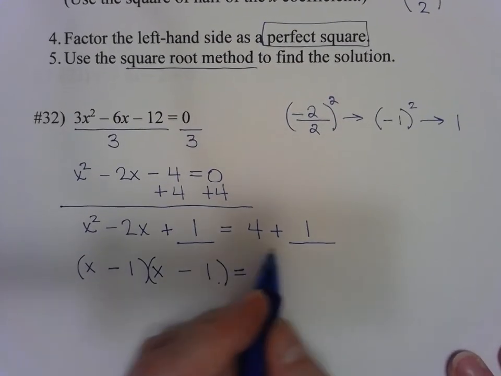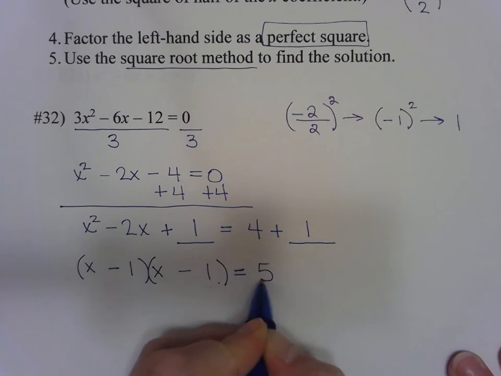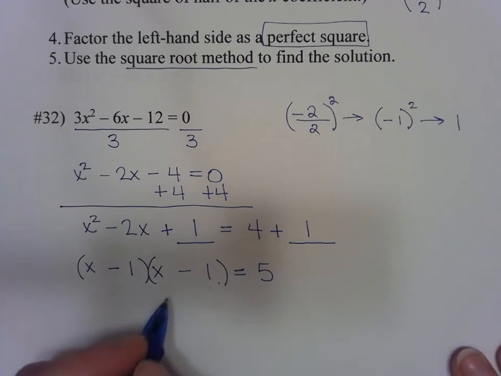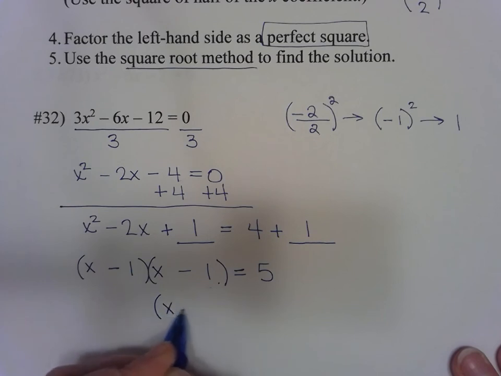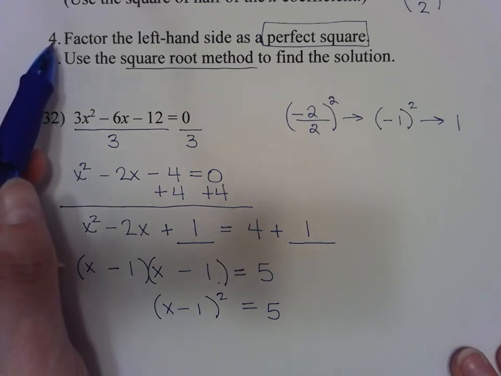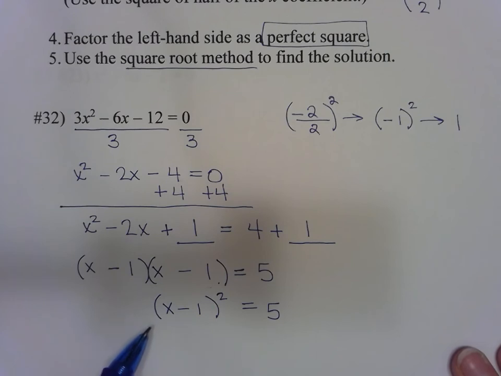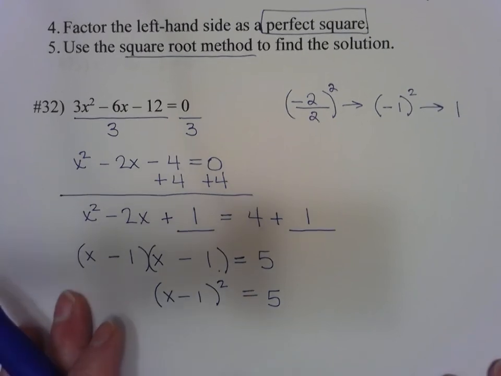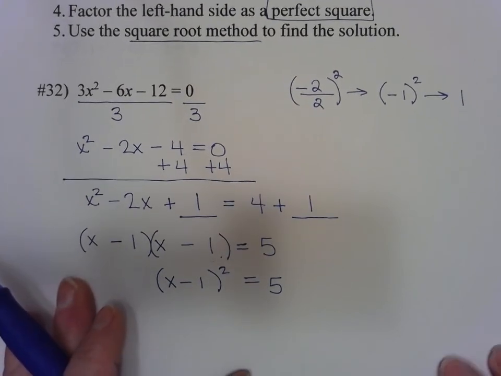Okay? So we're adding it to the left and the right. We factored this. Let's go ahead and write it as (x - 1) squared. So that's really step 4. We did the factoring and we wrote it as a perfect square. The only thing left is to solve with the square root method.